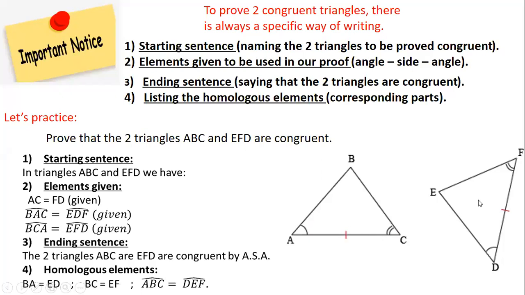If you look at the second triangle, which side has the same mark as AC, Leia? DF. Then they are equal. This is what I mean. Okay, Leia? Okay, thank you.